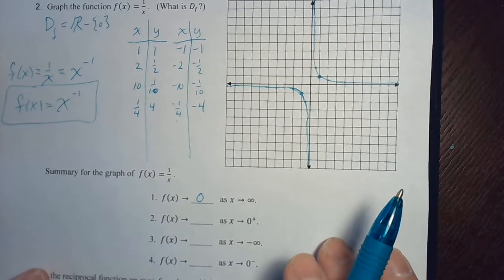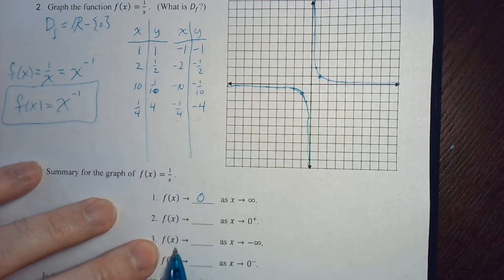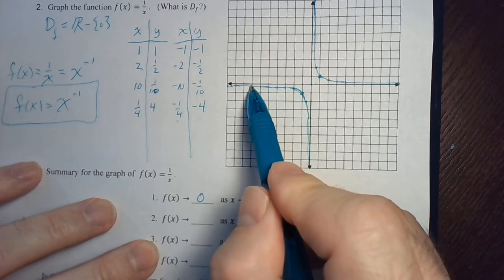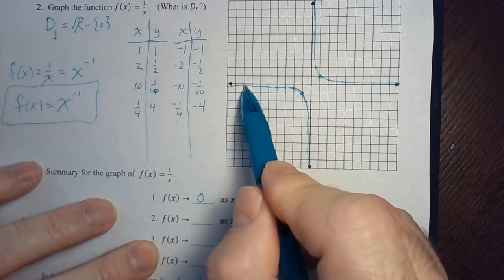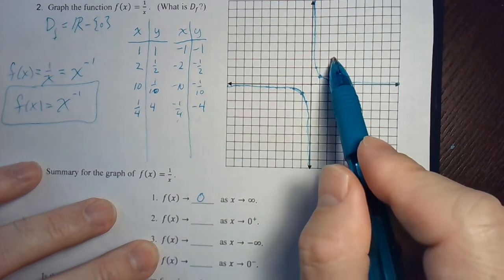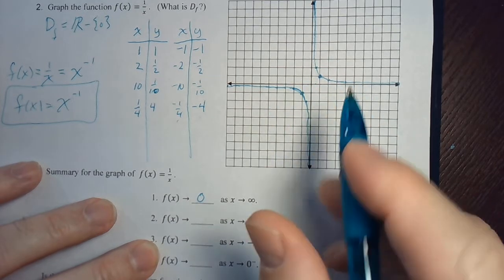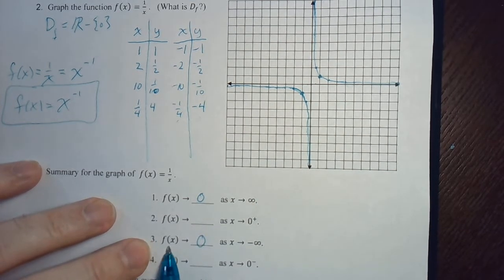Let's jump down to the third one. What does f of x, the value of the function, do as x goes to negative infinity? As x is going this way, what is the height of the function approaching? 0 again. This time it's approaching it from the negative side. Over here it was approaching it from the positive side, but it's still approaching 0. Okay, so f of x is approaching 0 as x approaches negative infinity.